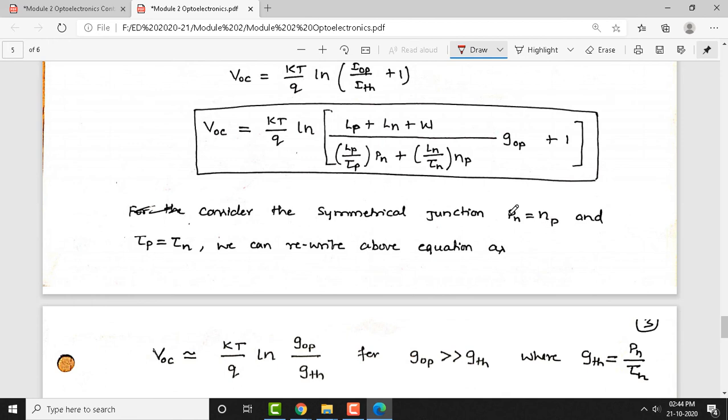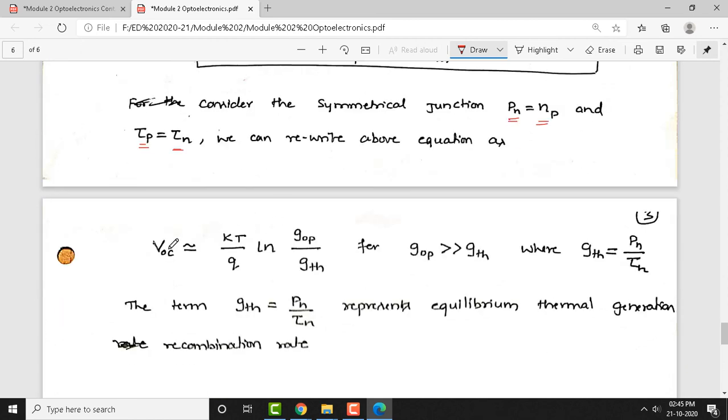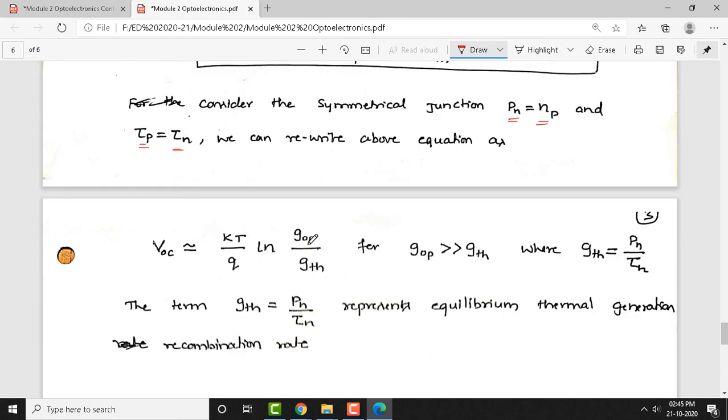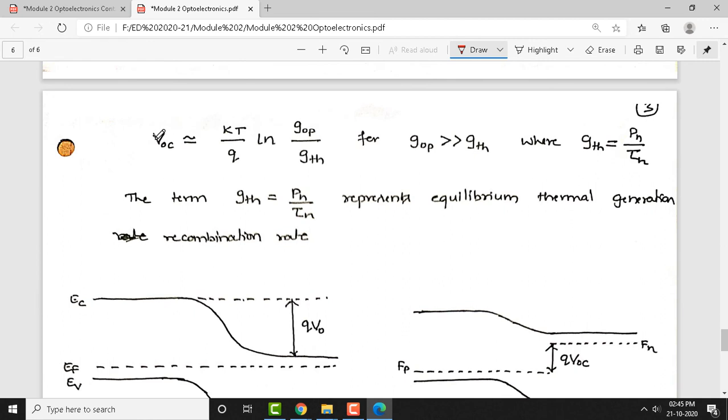Now, if you consider a symmetrical junction, not symmetrical condition, symmetrical junction, then pn will be equal to np, and tau_p, the lifetime for holes, will be equal to the lifetime for electrons. We can rewrite that equation, and it becomes V_OC equal to kT by q ln of, most of the terms get cancelled here, G_op by G_th. G_th is called the thermal generation rate. G_op is much greater than G_th for this particular condition. So, that is the final expression for the open circuit voltage.